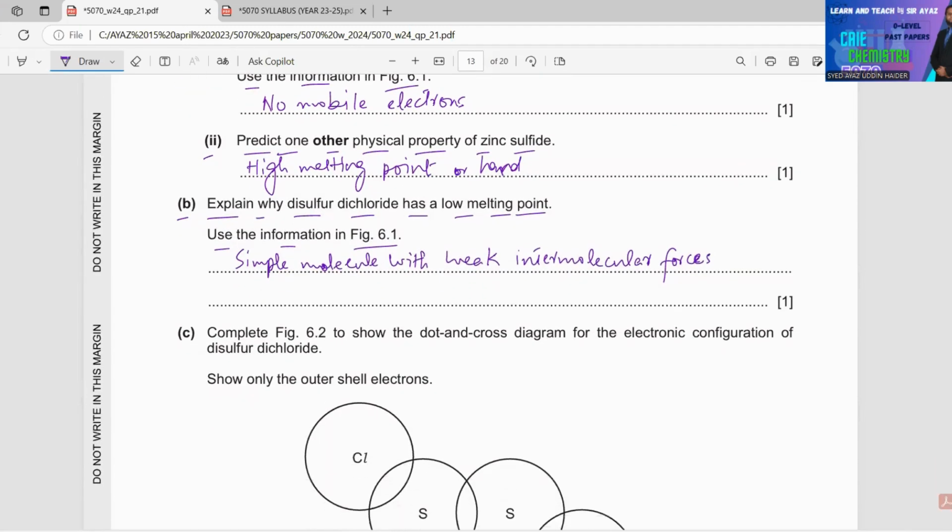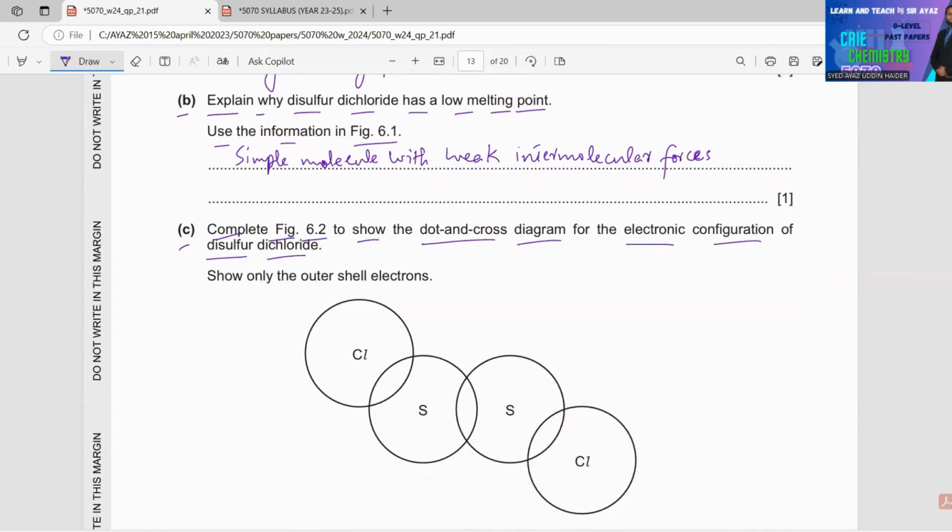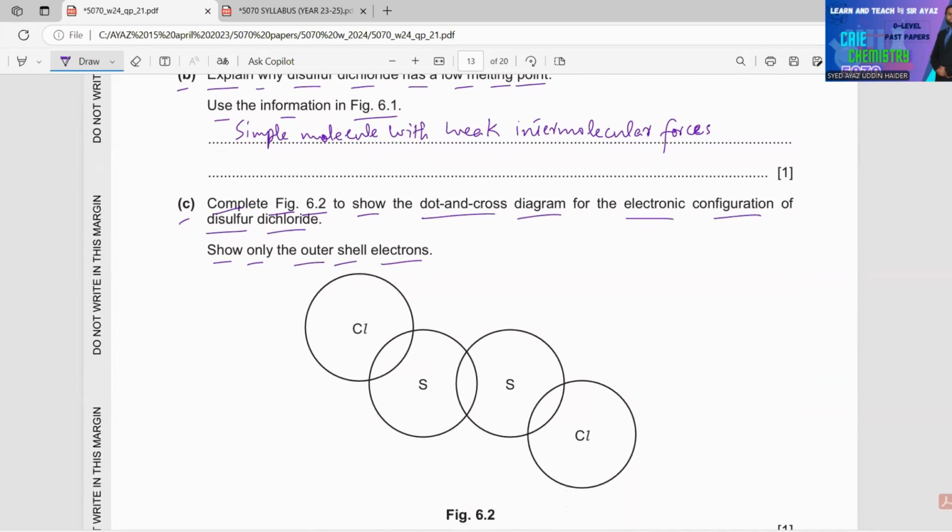Part C. Complete figure 6.2 to show the dot and cross diagram for the electronic configuration of disulfur dichloride. Show only the outer shell electrons. First of all, I'm going to show the key here for both sulfur and chlorine. For sulfur, I'm using cross, chlorine, I'm using dot.